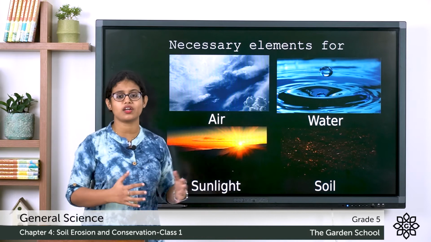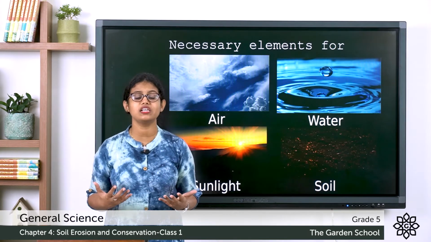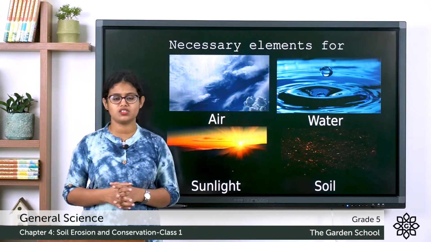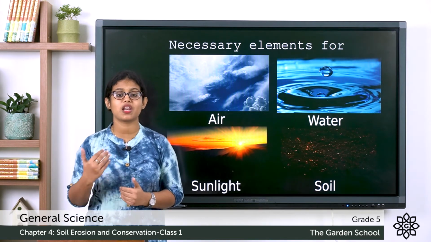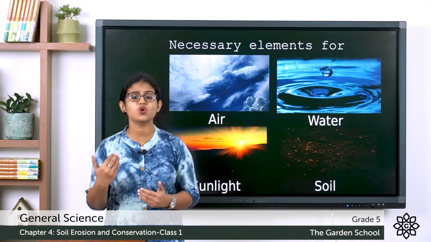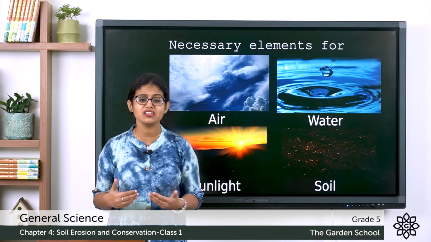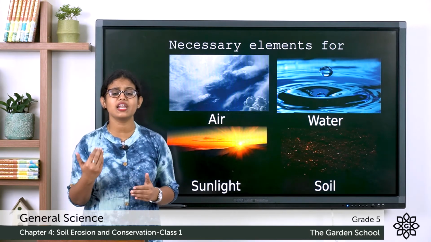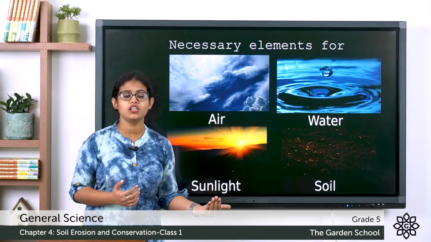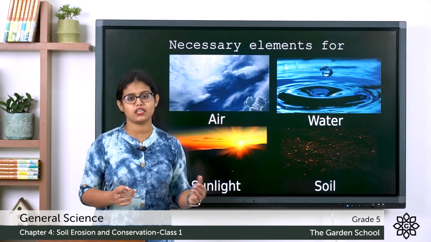So what is soil? Soil is a natural resource. How is it important? Where do plants grow? Plants grow on the soil. And these plants are a source of food to animals and human beings. There are even animals that live in the soil. So soil is a home for many animals.